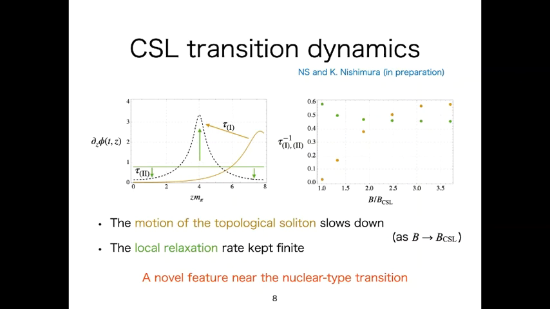And there is qualitatively different behavior from these two initial configurations. The one with the solitonic structure in the initial configuration slows down as the magnetic field increases. But the local relaxation, coming from this green initial configuration, doesn't have the same magnetic field dependence. So this kind of topological slowing down, as the topological soliton slows down while the local relaxation is kept finite, might be a novel transition dynamics of this solitonic ground state. So today I'd like to discuss this.